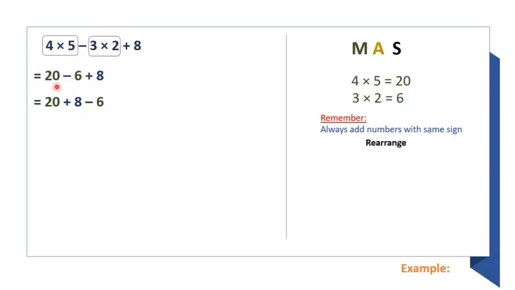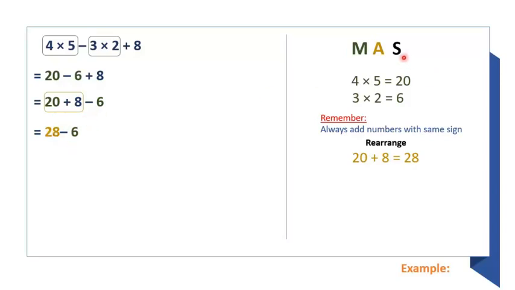The first number in the problem sum is without a sign. Without a sign means it is having a plus sign. So we'll go ahead with the operation addition. So 20 plus 8 is your 28. So we'll write the solution 28. What was left? Minus 6. So minus 6. The result of addition is 28 and then minus 6.